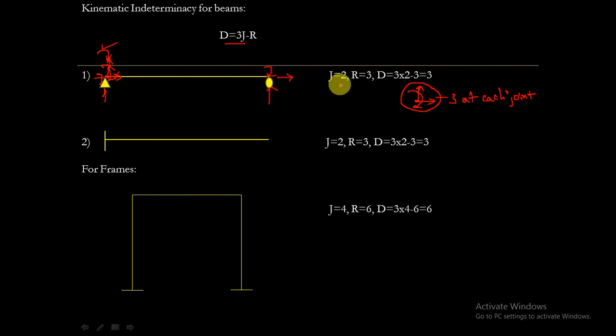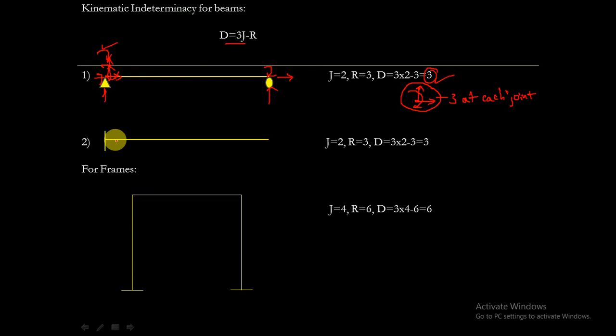When we put this in mathematical form, the number of joints is 2, R, the unknown reactions, is 3, and D equals 3 minus 2 minus 3, that is equal to 3. 3 will be the kinematic indeterminacy for this structure. Kinematic indeterminacy, or we can call it degrees of freedom, is 3.